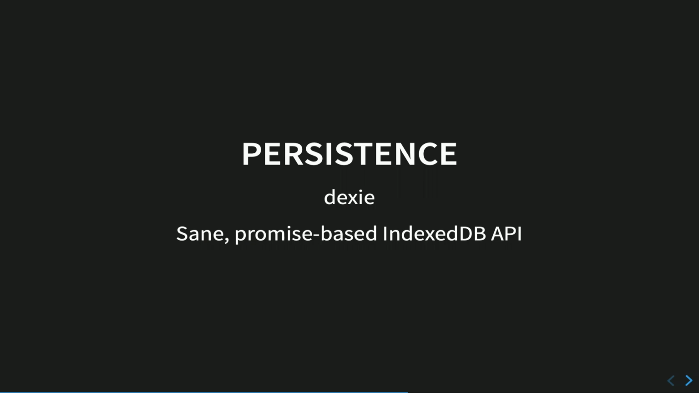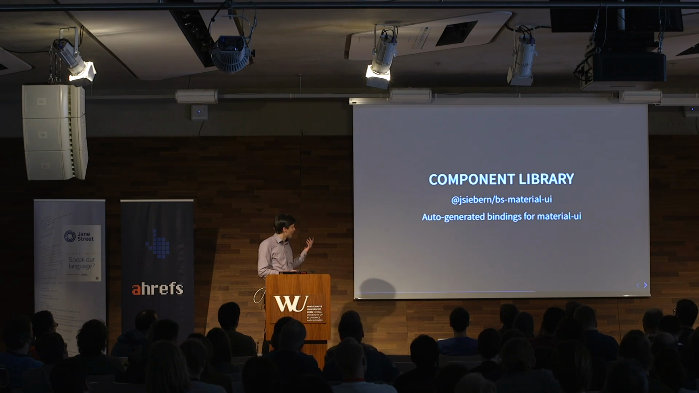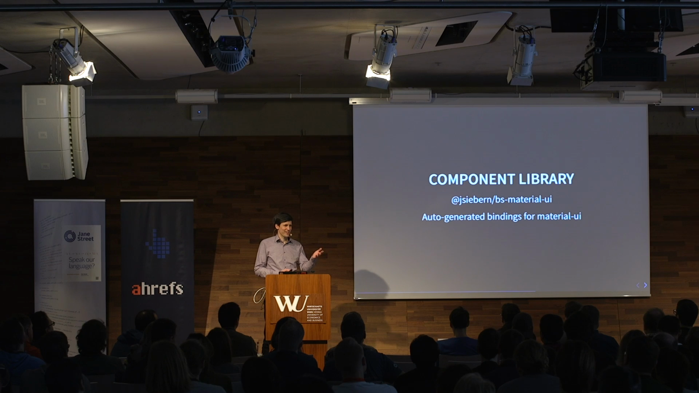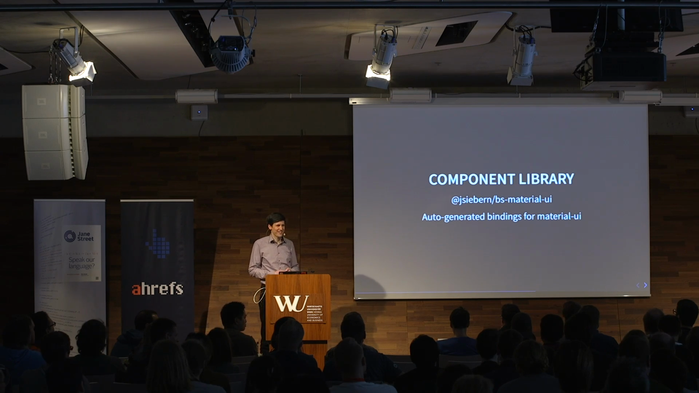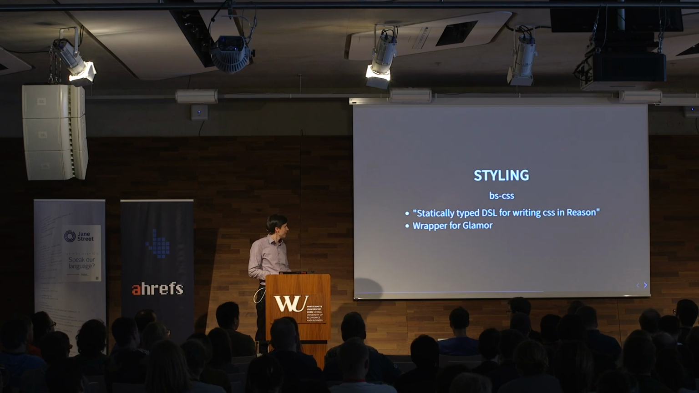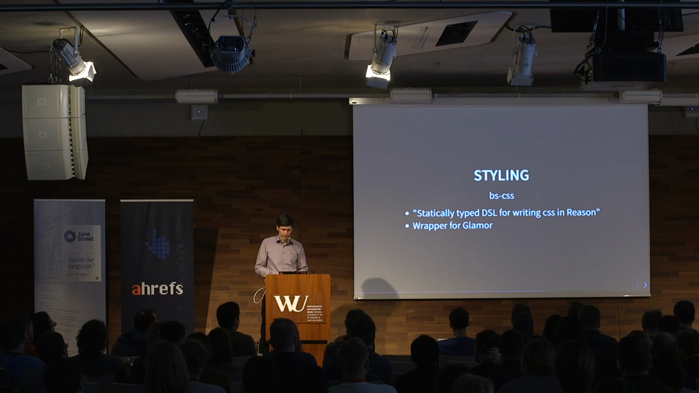For persistence, we save the data to IndexedDB in the browser. We use the Dexie library, and for that we also created bindings for just the subset that we needed. For the UI components, we use Material UI, and the excellent BS Material UI bindings by Jonathan, who will have a talk later today. For styling, we use BS CSS, which is a wrapper for the Glamor CSS in JS library.